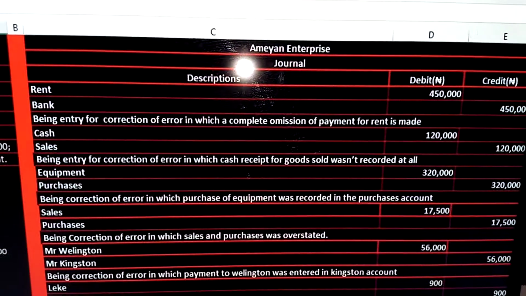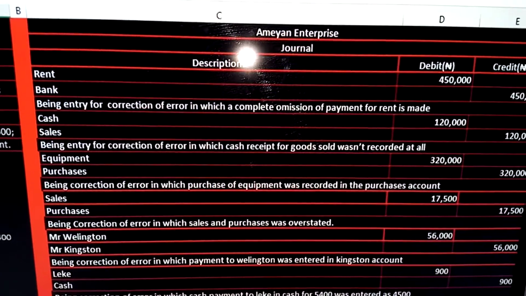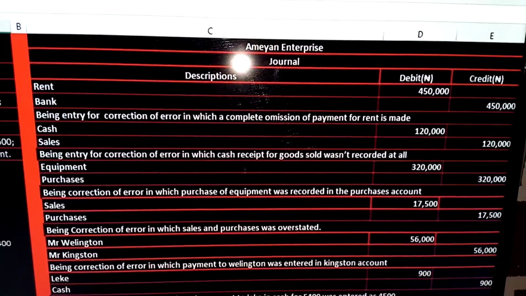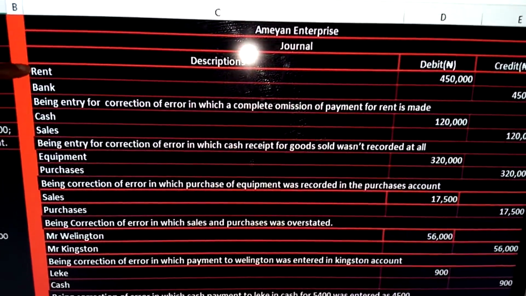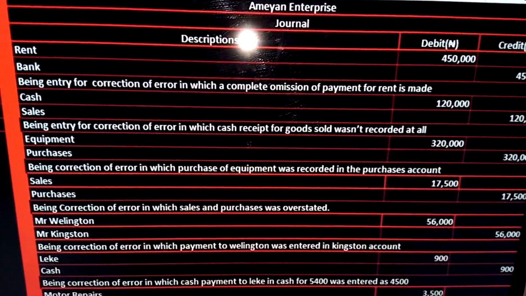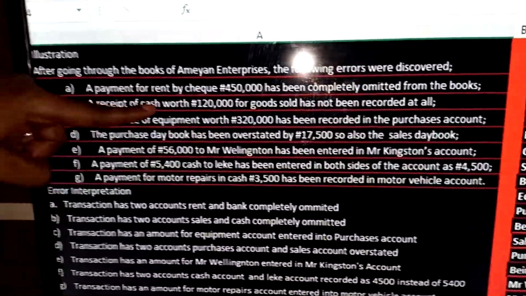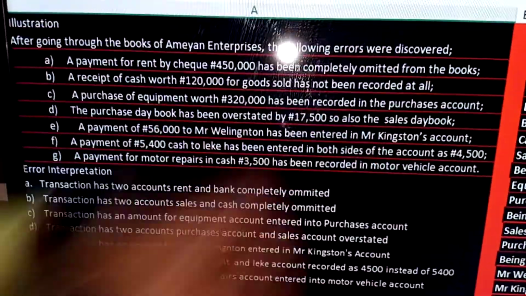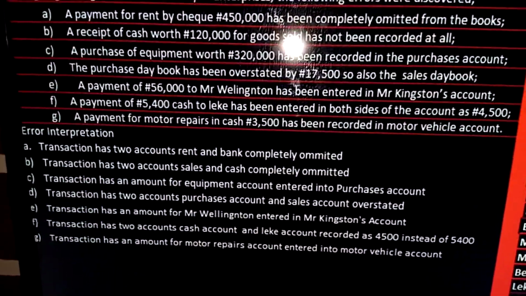I told you when you raise the journal entry for correction, you must narrate. So we have raised the journal entry for this omission now, which is to debit rent and to credit bank, and then we narrate. The next error says a receipt of cash worth 120,000 for goods sold has not been recorded at all. This is another error of omission.